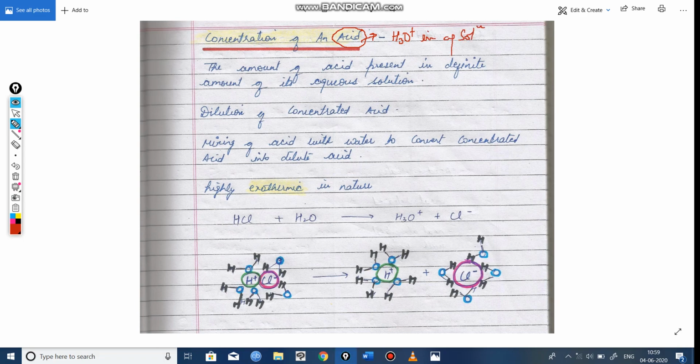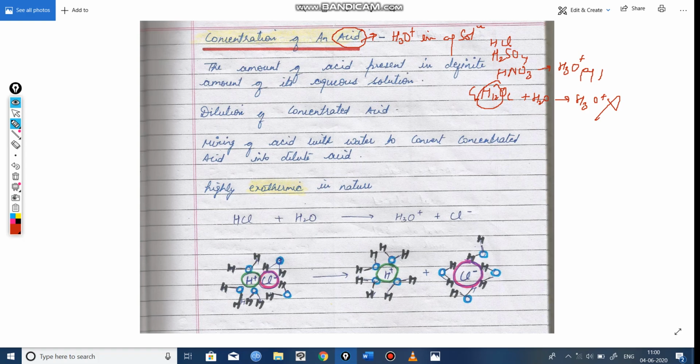All compounds, for example hydrochloric acid, sulfuric acid, nitric acid, are able to release hydronium ion or dissociate into hydronium ion in aqueous solution, and are known as acids, whereas glucose, C6H12O6, contains 12 hydrogens, but in water it does not release hydronium ion. Hence it is not considered an acid.